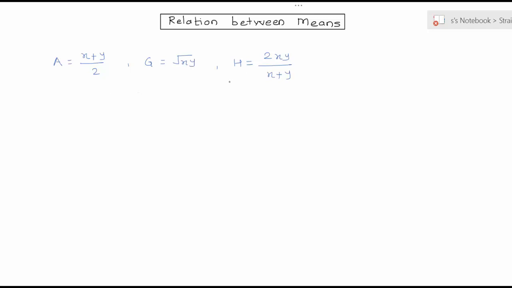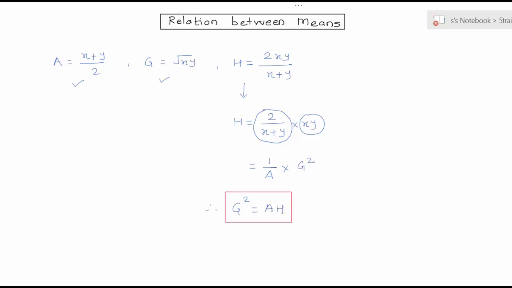Now if we see, H can be written as H is equal to 2 upon x plus y into xy. Now if you look at this part, 2 upon x plus y is the reciprocal of the arithmetic mean, so we can say this is 1 upon A, into, now have a look at the second term, it is xy. This xy is G square, we can easily say that, so here I write G square. Hence we can prove that the relation between the three means is G square equals AH. This one is a very important relation when we solve problems based on means.